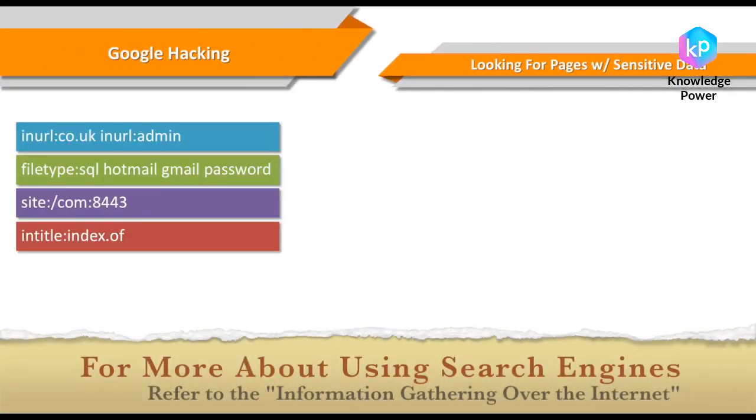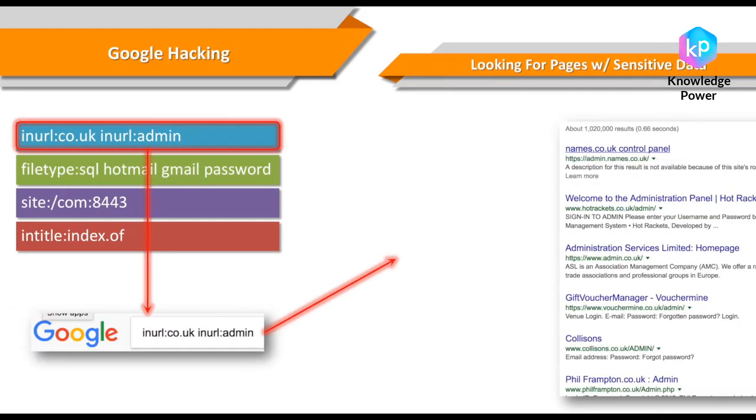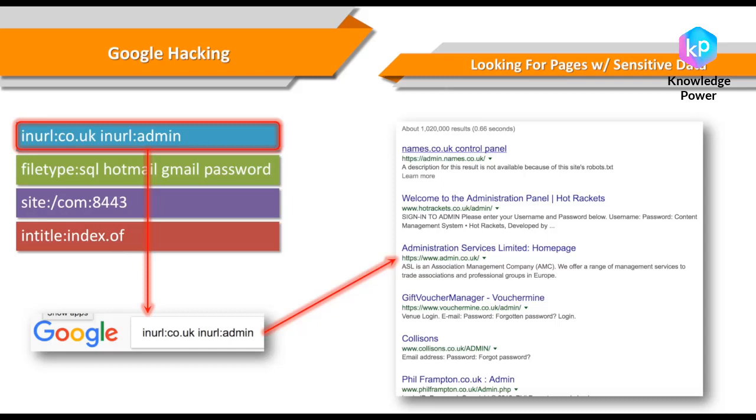So here are just a few examples to show how we can use Google Advanced Search to find valuable information. For example, if we do a search with the words inurl:/co.uk and inurl:/admin, we can find administrative panels of the websites which have the .co.uk superdomain.